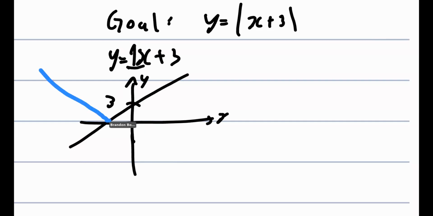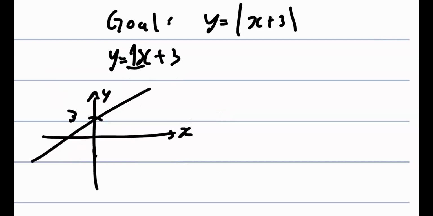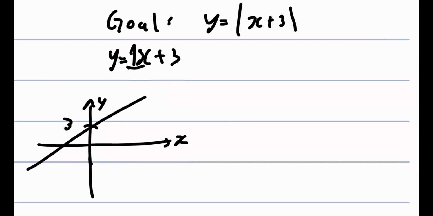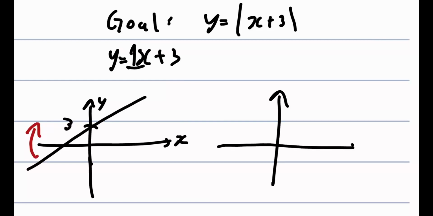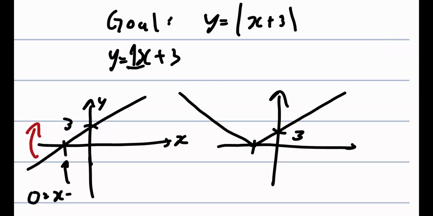Is it clear? Mod x plus 3, okay. Now you want modulus x plus 3. Modulus means that you want all of the y values to be positive, which simply means that the parts which are below the x-axis, you have to reflect on top. So what you end up with is a V shape. Here the intersection, what is it? Sub in y equals 0: 0 equals x plus 3. Solving, I get x equals negative 3.